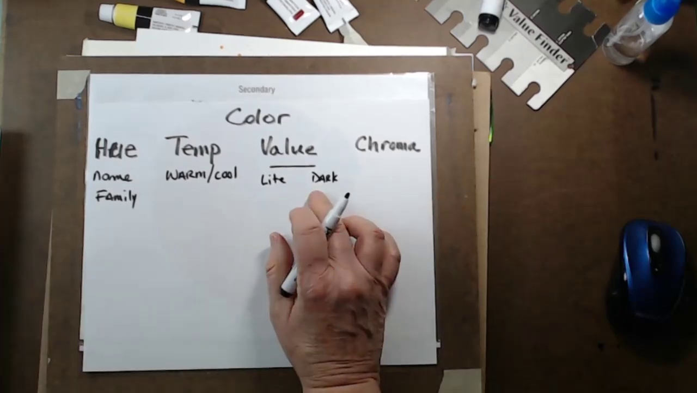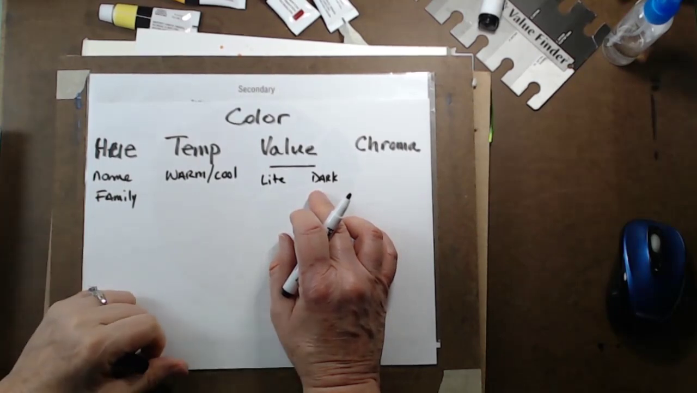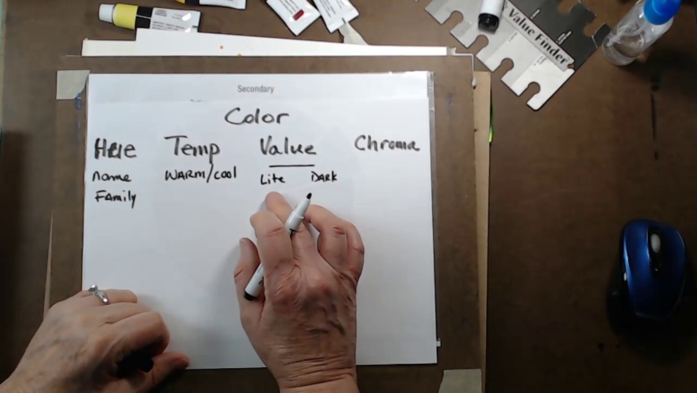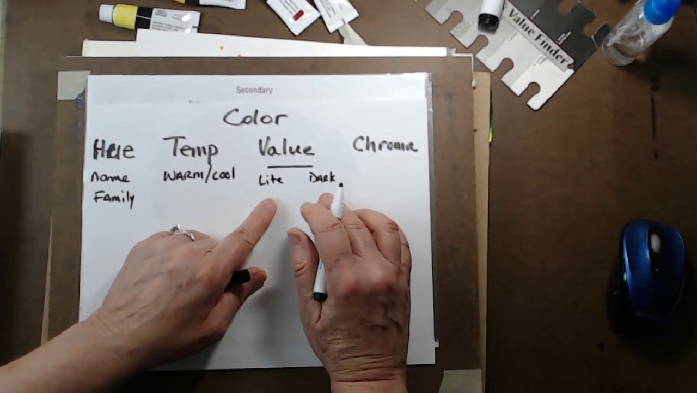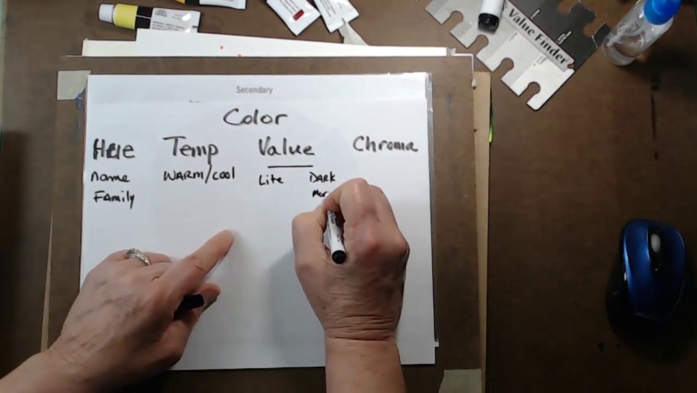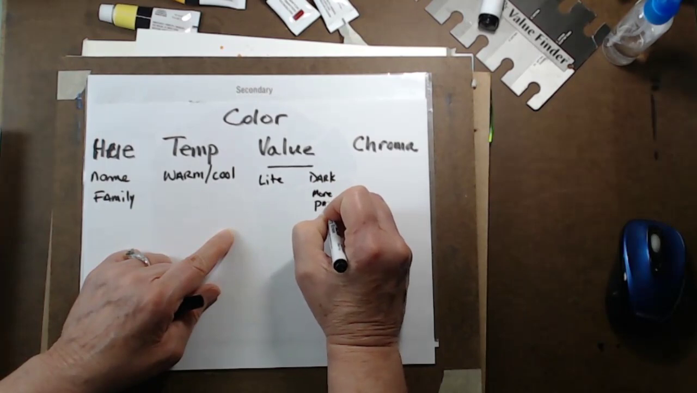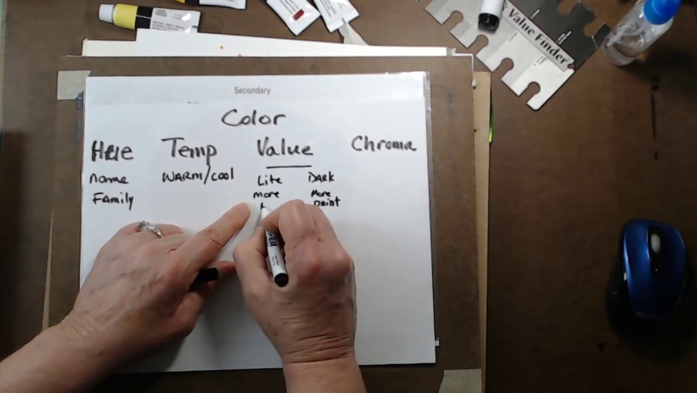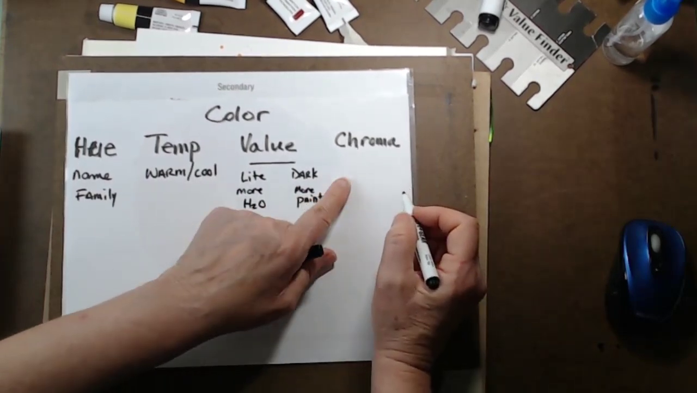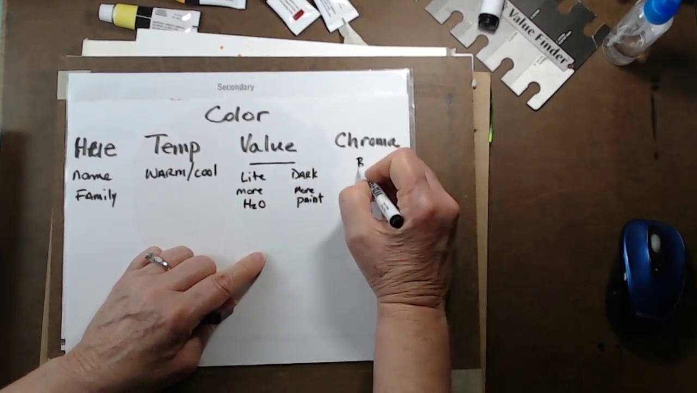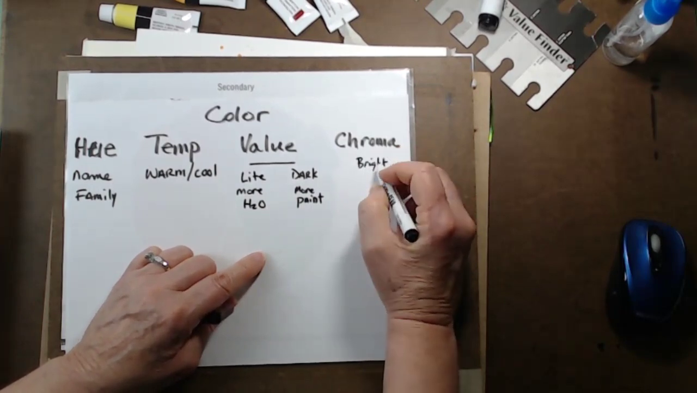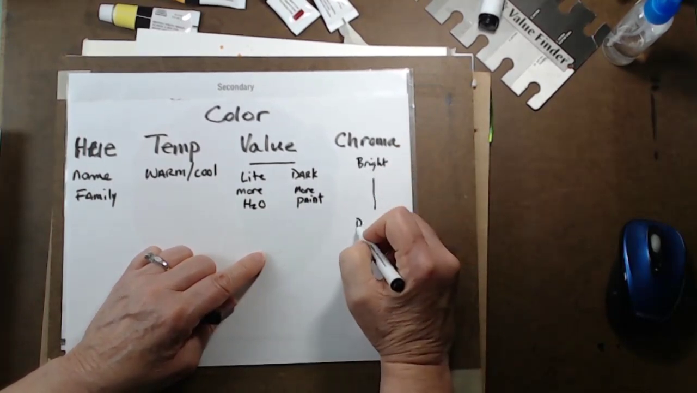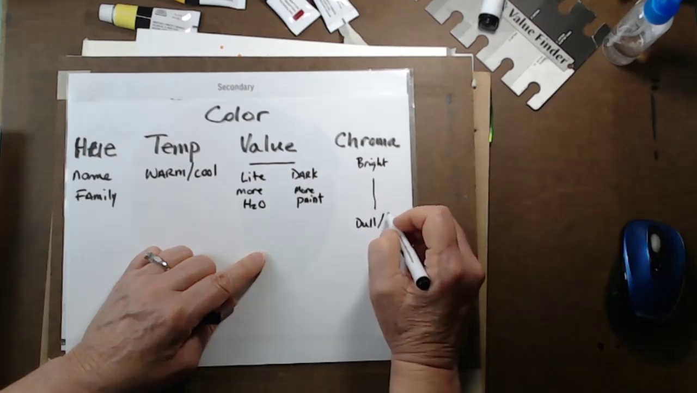And you learned if you want a darker watercolor, more paint, less water. If you want a light color in watercolor, more water, less paint. So darker, more paint. Lighter, more water. Chroma is from bright to dull or gray.